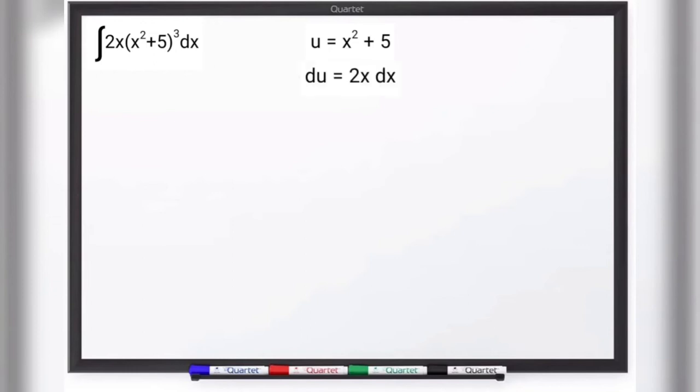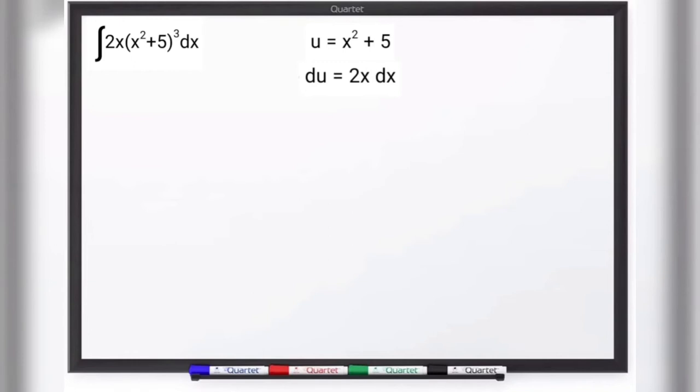In this video, I'm going to show you how to integrate using u substitution. So, if you have this kind of question, what do you have to do? To solve this, first, we need to find what the u variable is. For this question, u is equal to x squared plus 5. Since u is equal to x squared plus 5, du is equal to 2x dx.